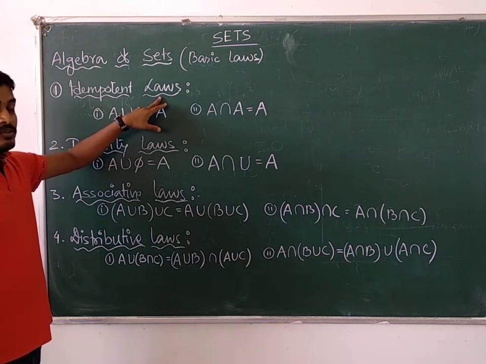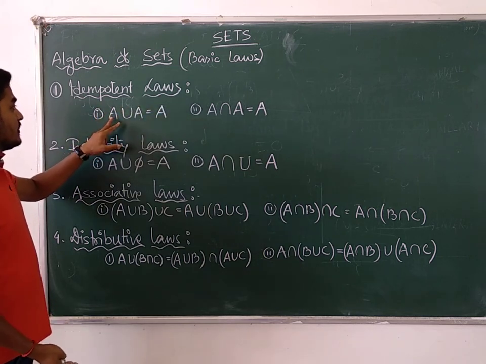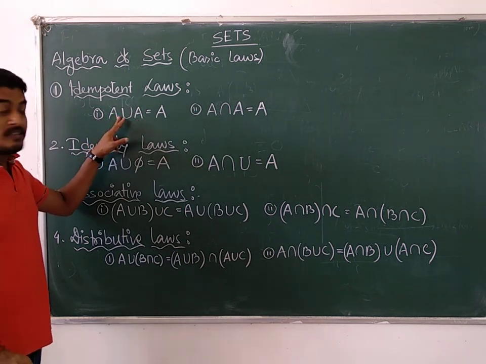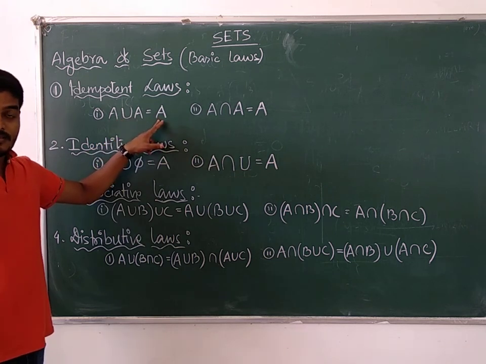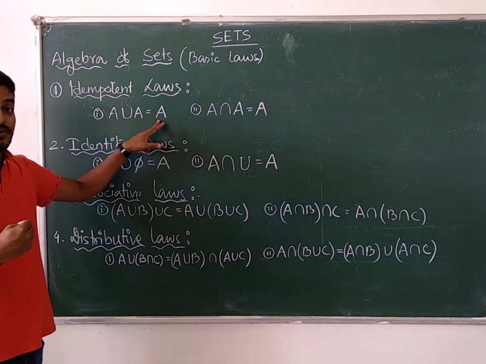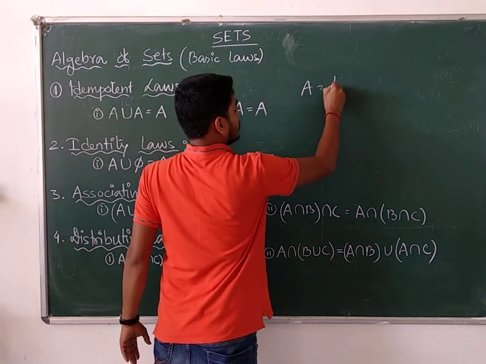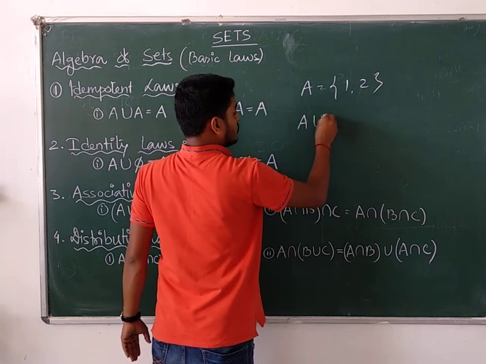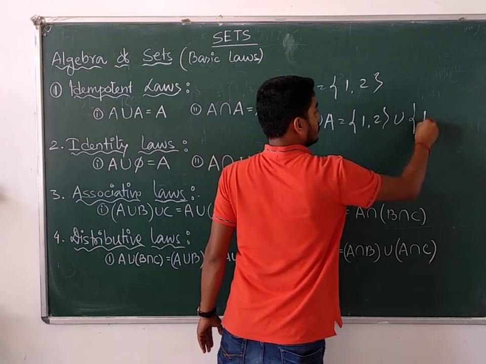Idempotent. This is nothing but the law which can be applied in between the same set. That means the first one is the union of the set with itself. When you take the union of a set with itself, you will get the same set. Just imagine, suppose A is the set {1, 2}. Then A union A is {1, 2} union {1, 2}.